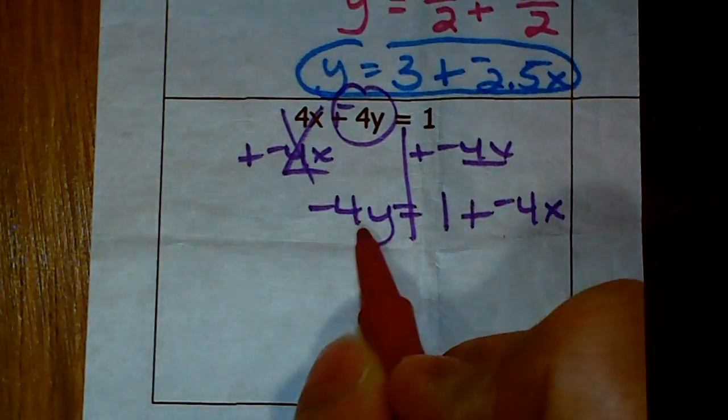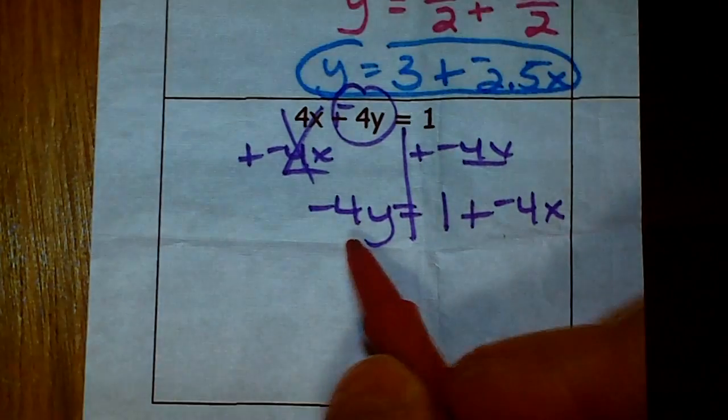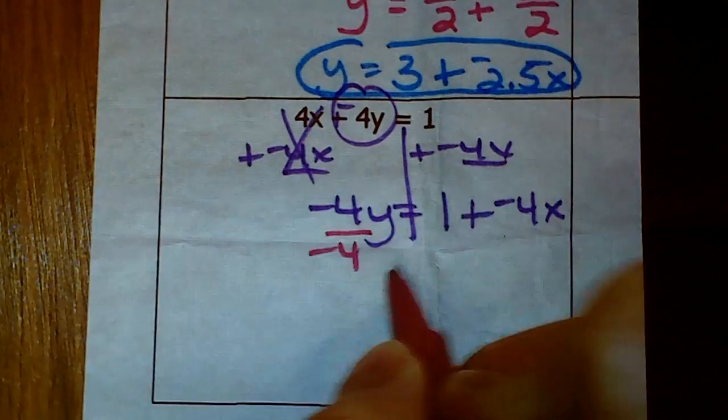I now want this negative 4 to go away. It's being multiplied, so I will divide by it. I'm going to divide that by negative 4.